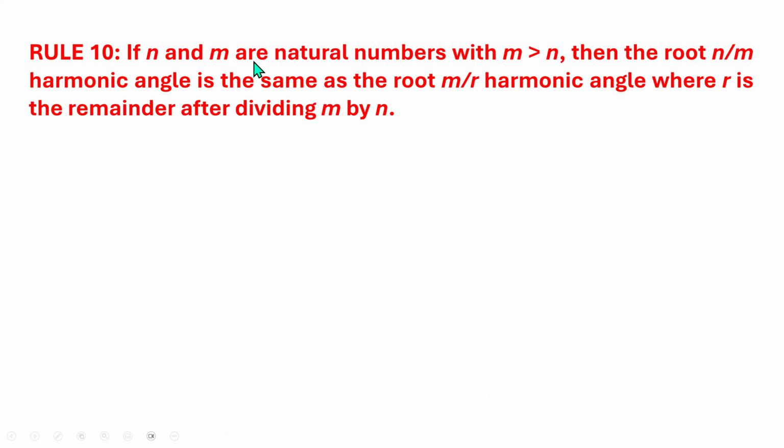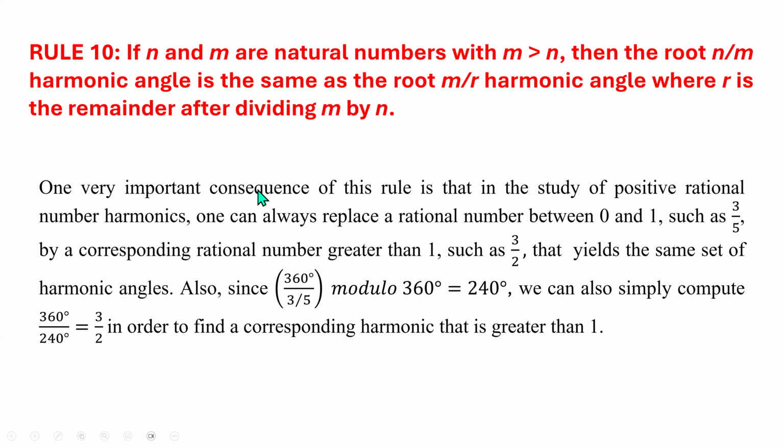Okay, rule 10. If n and m are natural numbers with m greater than n, then the root n over m harmonic angle is the same as the root m over r harmonic angle, where r is the remainder after dividing m by n. Okay, this one really needs an example, but an important consequence of this rule is that in the study of positive rational number harmonics, one can always replace a rational number between 0 and 1, such as 3/5, by a corresponding rational number greater than 1, such as 3/2. That yields the same set of harmonic angles.